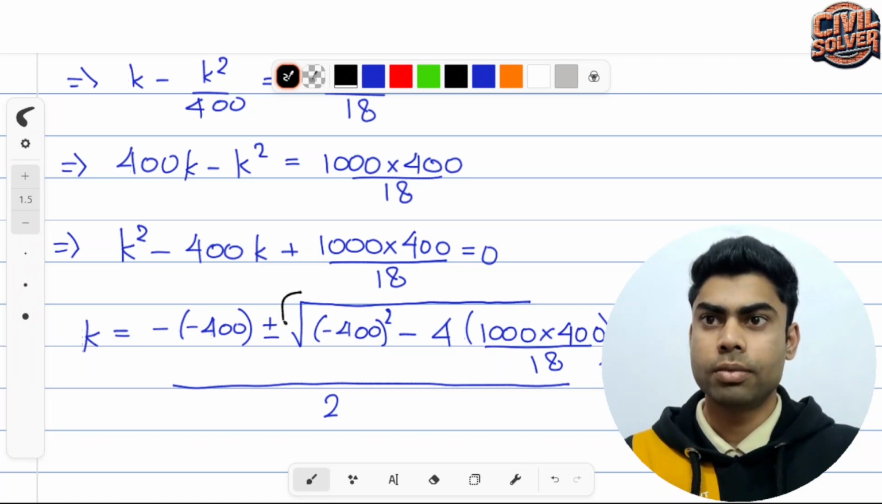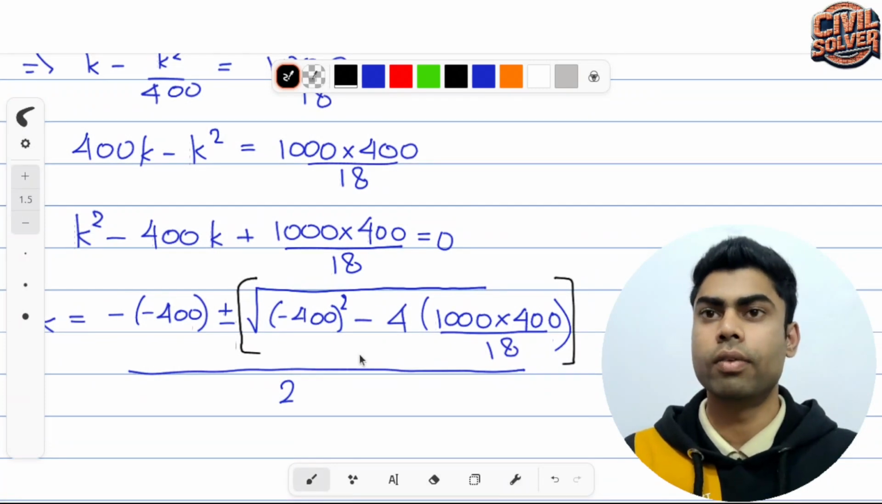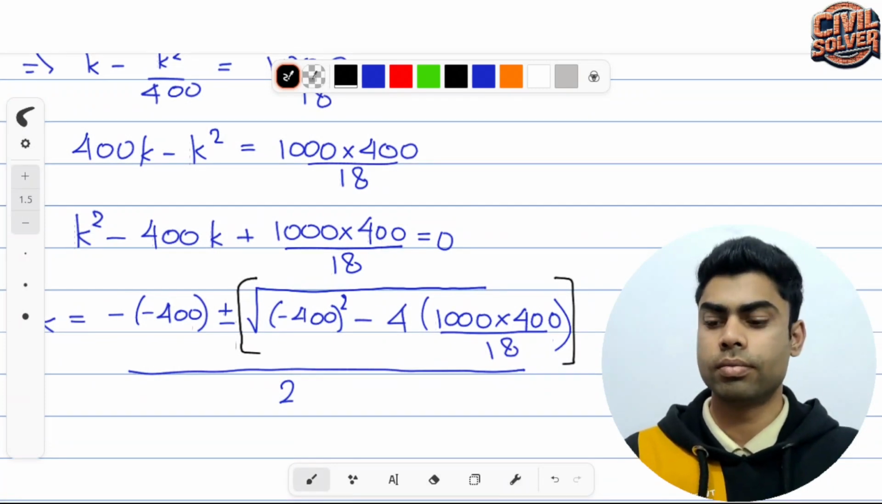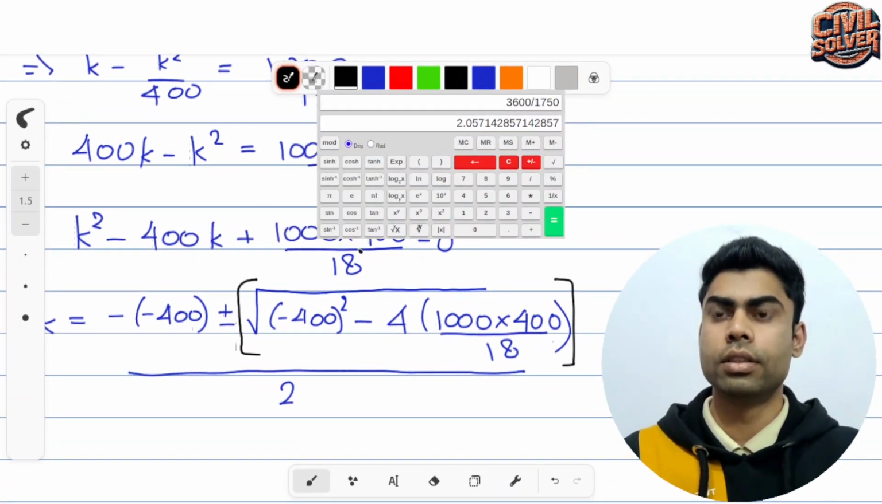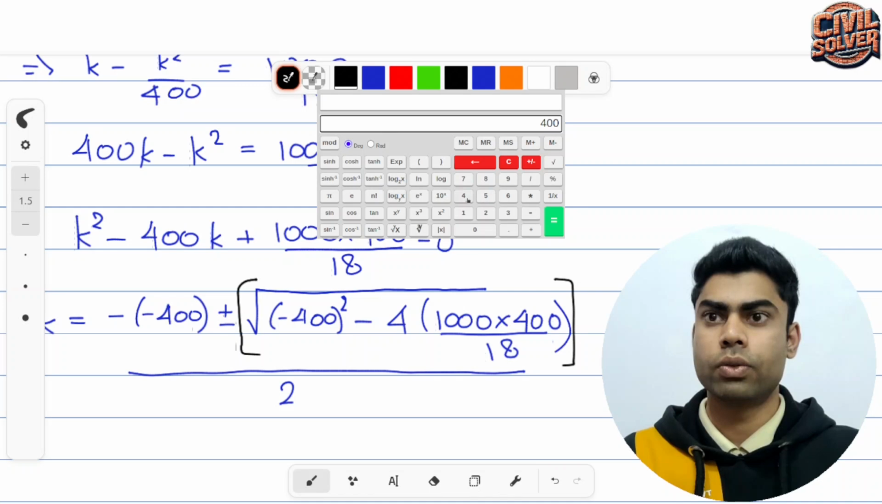First I will calculate this big bracket so that we can handle it properly. Again I will use the virtual calculator, so I will switch on to the virtual calculator over there. So we need to calculate 400 square minus 4 times this number. So 400 square minus 4 times 400 into 1000 by 18, bracket close.